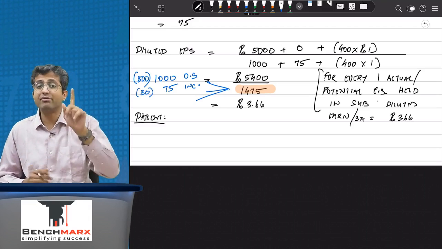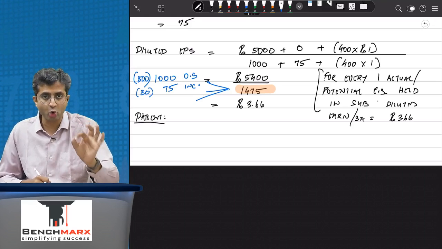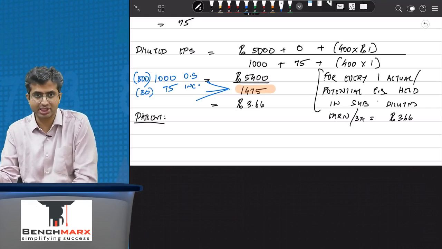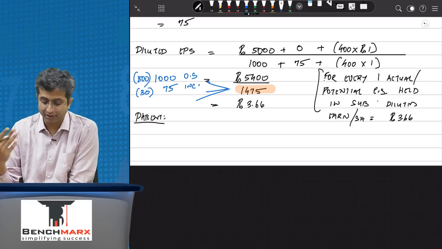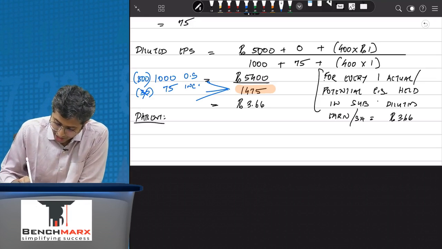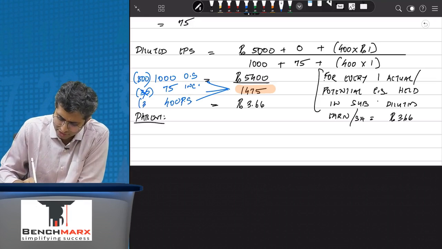Out of those, apparently 30 is held. However, remember, the parent holds 30 out of 150. We have not taken 150 in 1475, we have taken only 75, and hence we can't even take the full 30 over here. We'll have to do some workings. And preference shares are 400, out of which the parent owns 300.